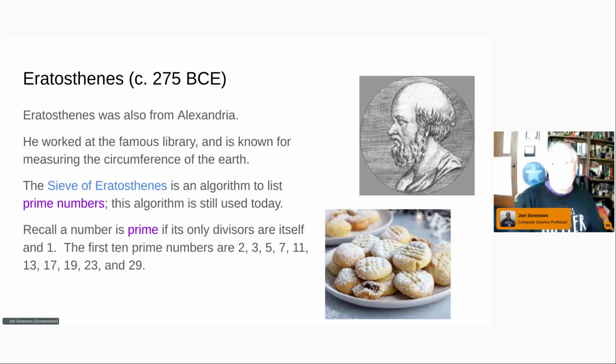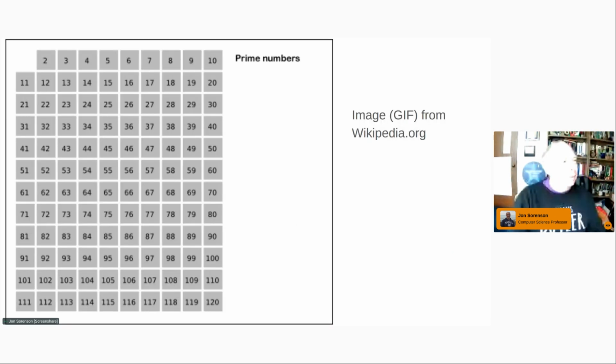You might recall that a prime number is any number that's divisible only by itself and 1. And we don't consider 1 to be prime. The first 10 prime numbers, I've listed them there for you. And how does the algorithm work? Well, I'm going to show you an animated GIF that I took from Wikipedia that illustrates the algorithm.